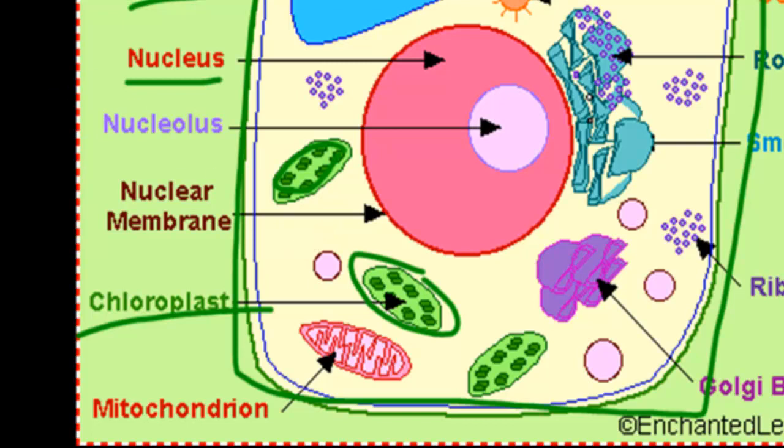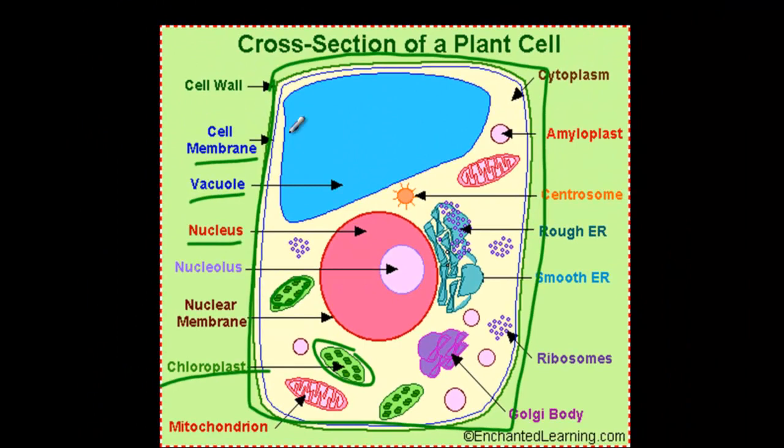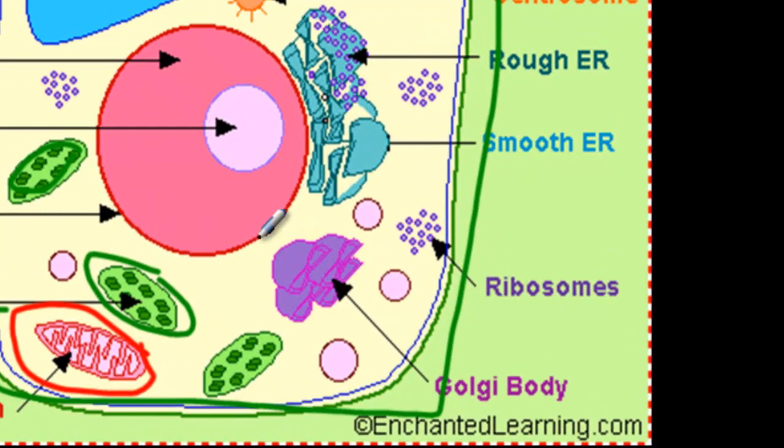Now, I did forget about one organelle. Now, those are the mitochondria, which you can see here. Now, the mitochondria, that's the powerhouse of the cell. It helps produce energy for the cell. It takes sugar that's produced by the chloroplast and breaks it down so the cell has energy.